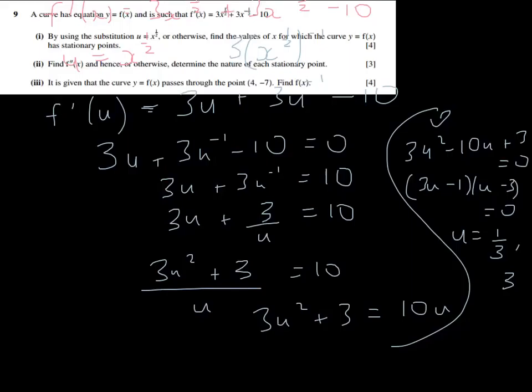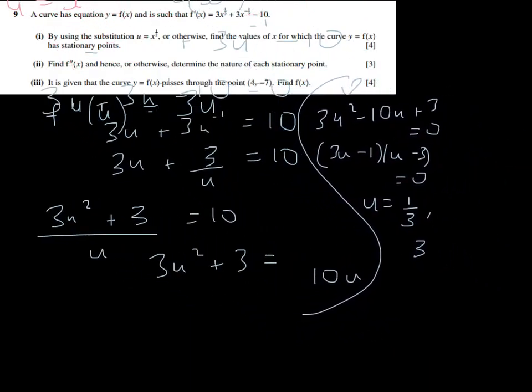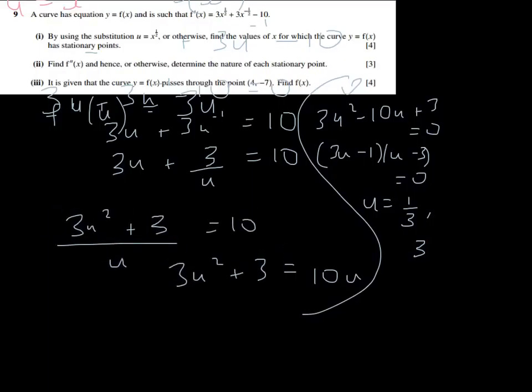I need to go back and turn them into x values, because that's what we're after to solve this equation. What we knew is the original substitution was that u equals x to the power of a half. So we set each of these two values for u equal to x to the power of a half to find out what the x values are. For example, 1/3 equals x to the power of a half, which is the same as the root of x. So you'd square both sides. So x equals 1/9.